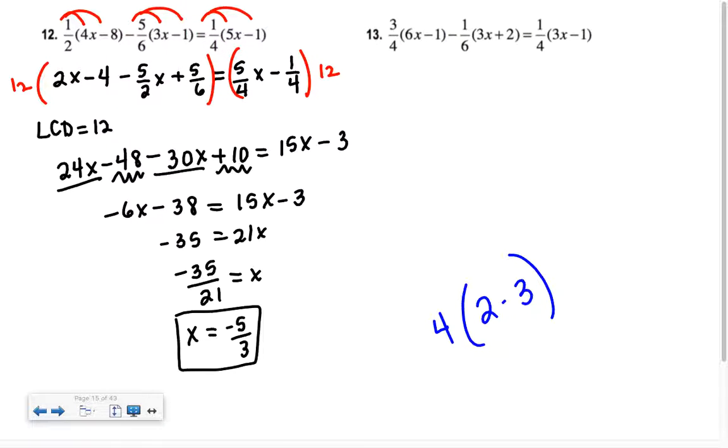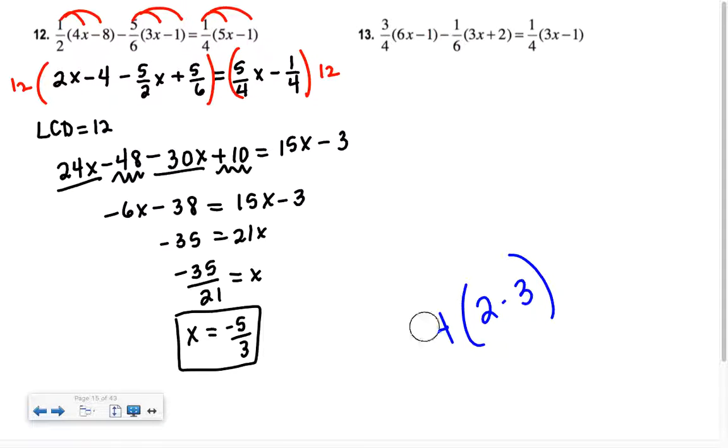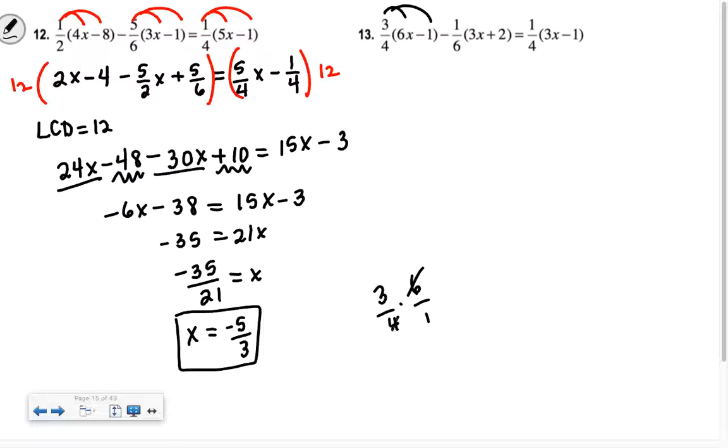All right, so let's do 13, and then we'll be done for the day. If I'm multiplying the 3/4 in, 3/4 times 6, that's a little bit harder. You need to reduce, right? So I'm going to have 3/4 times 6 over 1, reduce, 3 over 2. I get 9 over 2x, minus 3/4, minus 1/6 of 3 is 1/2x, minus 2/6, which is 1/3, equals 3/4x minus 1/4.